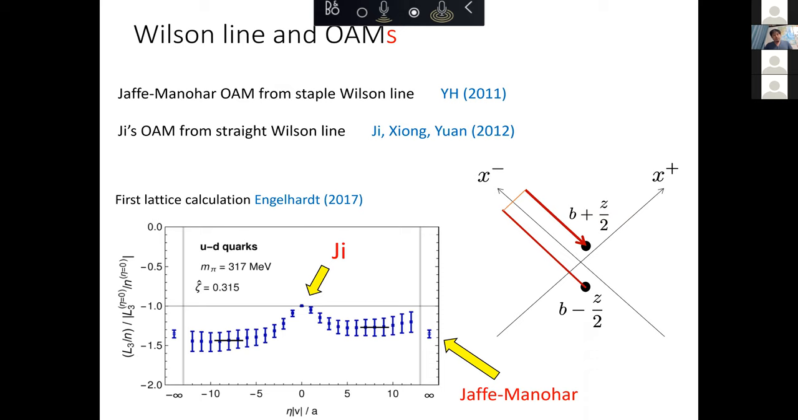Qualitatively, what are you inferring from this plot? Well, the point is that depending on the path, whether you take the straight path or the light cone infinity path, the orbital angular momentum is different. This is normalized by the definition of orbital angular momentum, and you see that the Jaffe-Manohar one corresponds to the infinite light cone. It's very different, is the conclusion. This difference is caused by the closed Wilson loop. So there are two different orbital angular momenta and two different decompositions of the nucleon spin, and this is a demonstration that the orbital angular momentum is numerically different. I see, because of the difference in the path of the Wilson line.